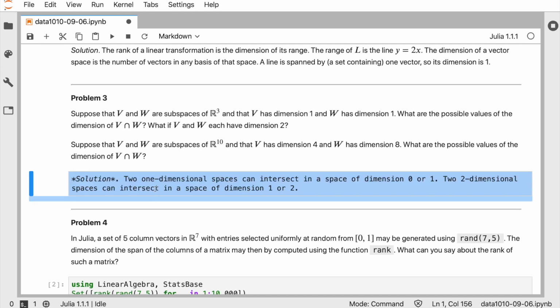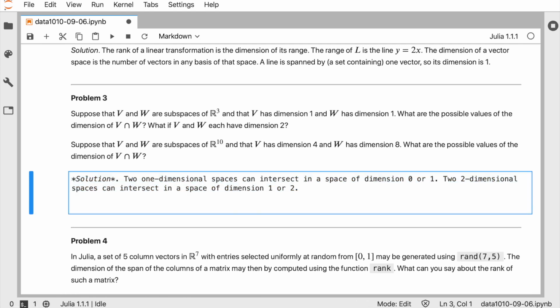To think about what's going on in higher dimension, we can't visualize things anymore. We have to think about bases. So we have 2 subspaces that have dimension 4 and 8 in R10, and we want to know the possible values of the dimension of v intersect w. And the first observation is that the intersection of these 2 vector spaces can be no bigger than the smaller one. So certainly you can't get a dimension more than 4. You're already 4-dimensional at v, and if you intersect it with w, you could lose some vectors, but you can't gain any. So the maximum dimension would be 4, and in fact, it's not so hard to achieve 4.